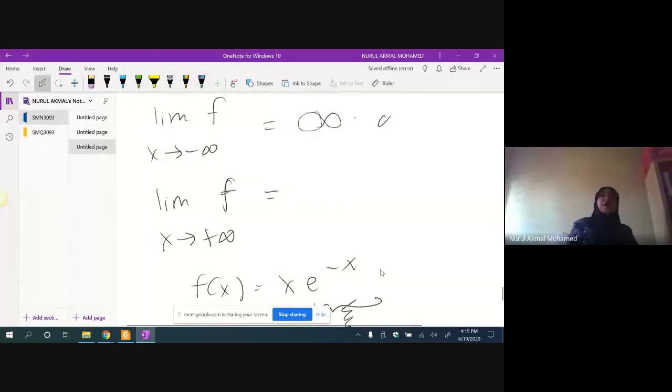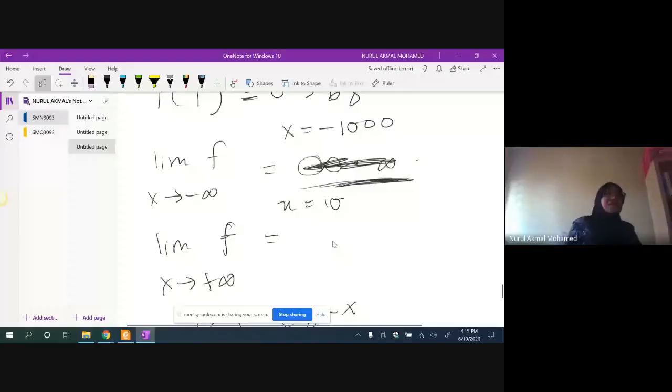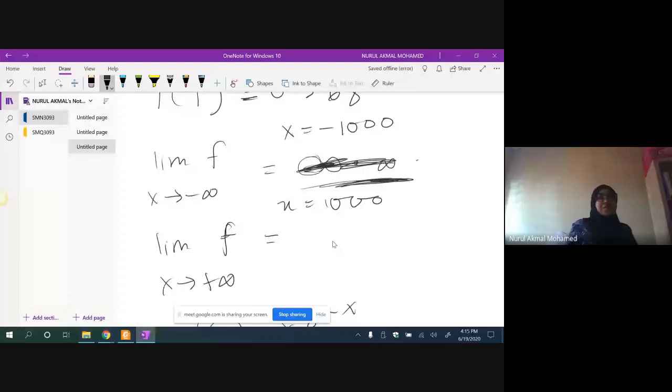But in order to check for this one, you can just check when x is a negatively large number. So let's say negative 1000. What will be the values here? Can someone check for me? And then for this part here, you can check when x equals, let's say, 1000. What will be the values here? Does it tend to zero? Does it tend to a negatively large number? Or does it tend to a positively large number? What about the first one? Can someone do it for me?